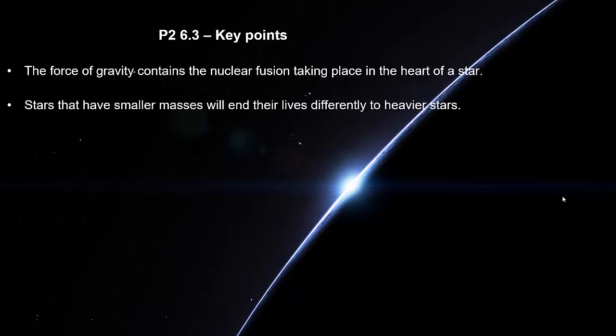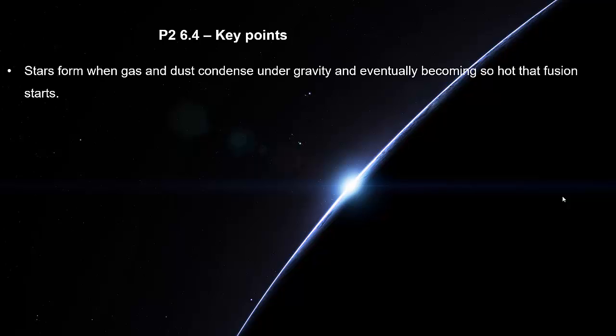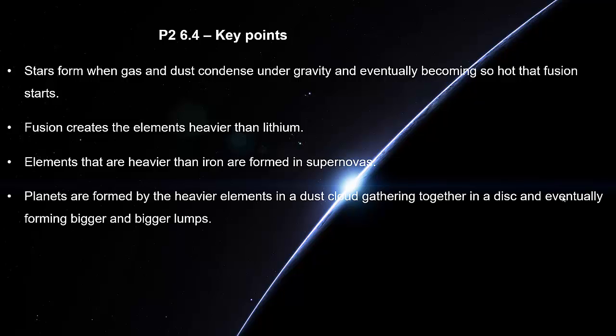Stars that have smaller masses will end their lives differently to heavier stars. Stars form when gas and dust condense under gravity and eventually become so hot that fusion starts. Fusion creates the elements heavier than lithium. Elements that are heavier than iron are formed in supernovas. Planets are formed by the heavier elements in a dust cloud gathering together in a disk and eventually forming bigger and bigger lumps.